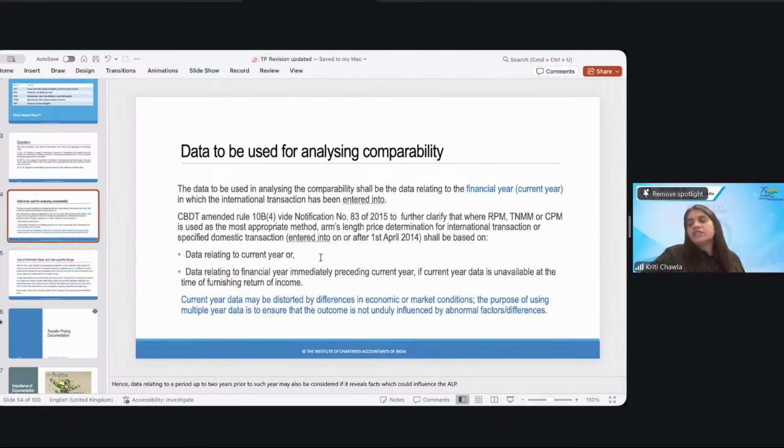Now, the problem is that current year data may be distorted by differences in economic or market conditions. And the purpose of using multiple year data is to basically ensure that the outcome is not unduly influenced by abnormal factors or differences. Hence, the data which is relating to a period of up to 2 years, which is prior to such year, may also be considered if it reveals facts which could influence the ALP.